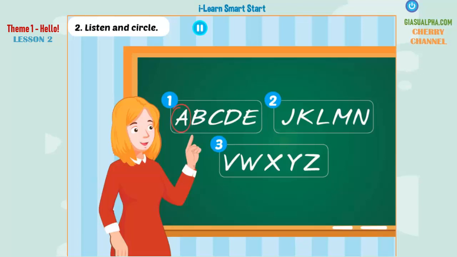What letter is this? Yes, Tom. It's letter A. Yes, that's right. Can you see the circle? This is an example. Now listen and circle.